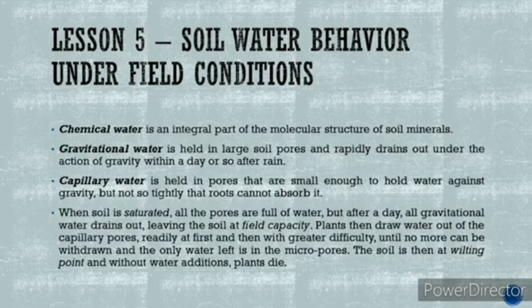When soil is saturated, all the pores are full of water, but after a day, all gravitational water drains out, leaving the soil at field capacity. Plants then draw water out of the capillary pores, readily at first and then with greater difficulty, until no more can be withdrawn and the only water left is in the micropores. The soil is then at wilting point and without water additions, the plants die.